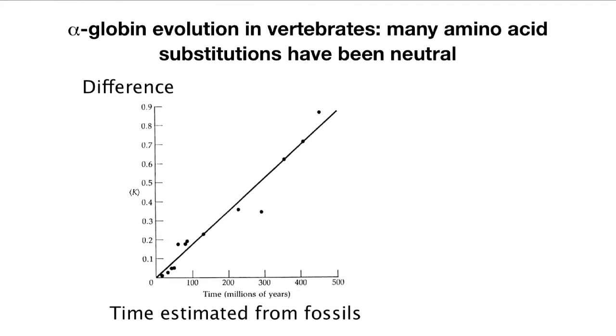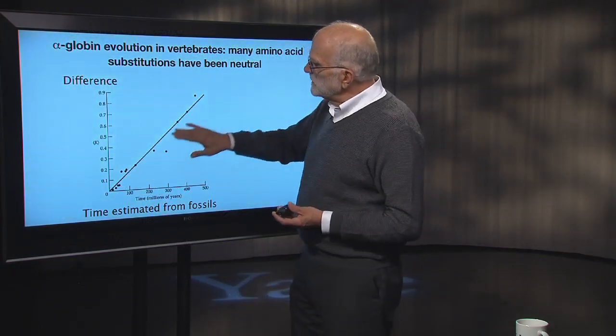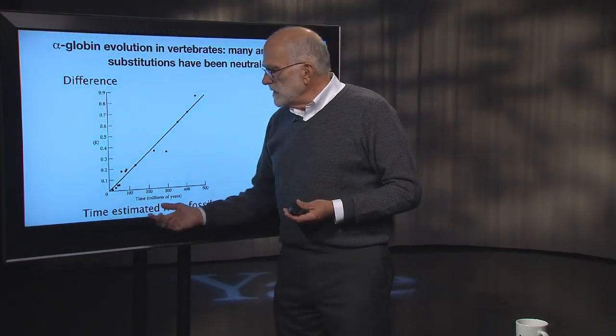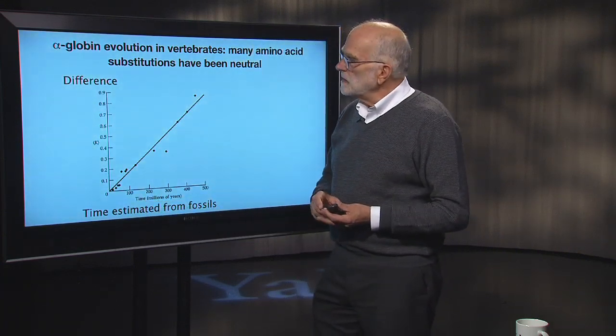Now, many amino acid substitutions are also neutral. And if we look at time estimated from fossils on the x-axis, and we look at the number of differences in amino acids that have accumulated in alpha globin, which is one of the two types of globins that go into hemoglobin. It has 2 alpha chains and 2 beta chains. So if we just look at the alpha globin and hemoglobin, and we look at how many amino acid substitutions have accumulated, we can see that that increases with time to last common ancestor.